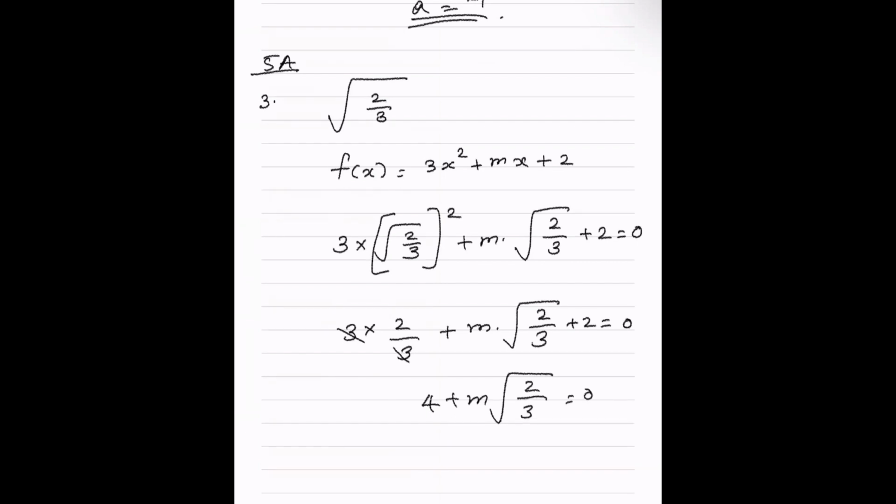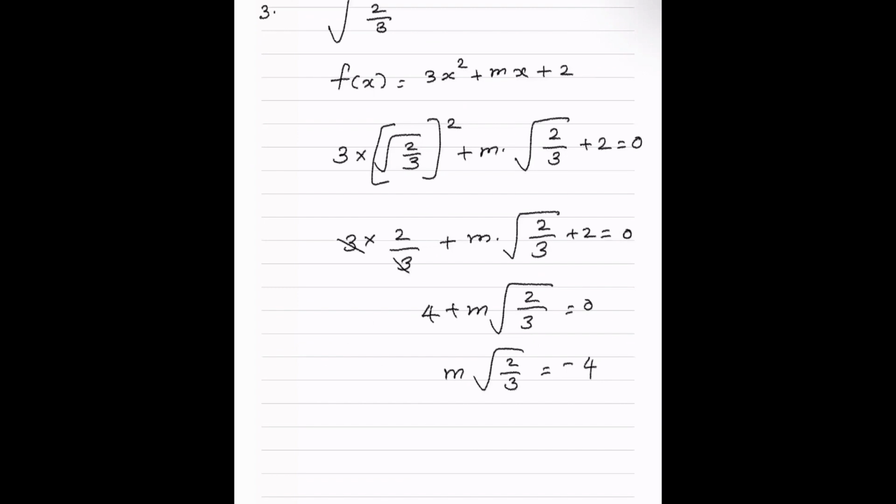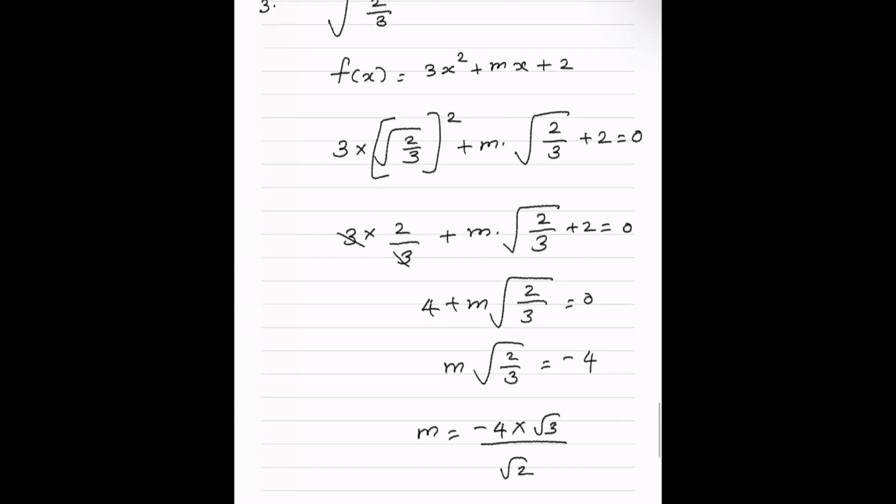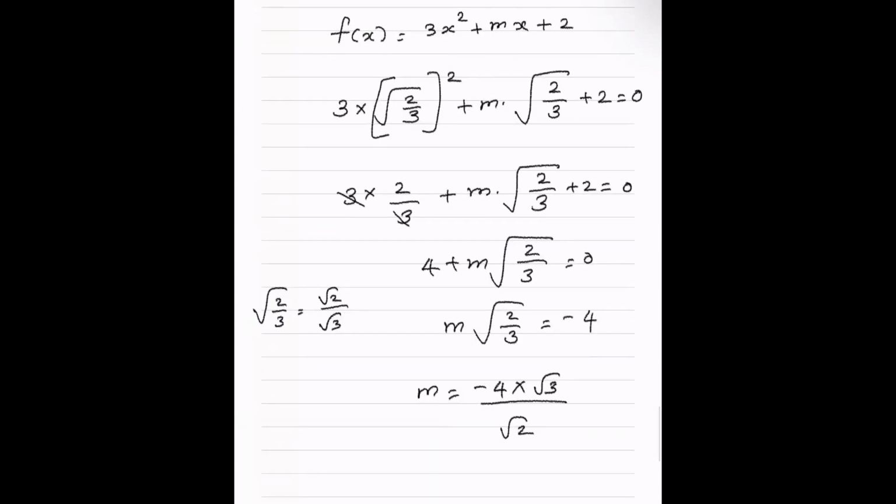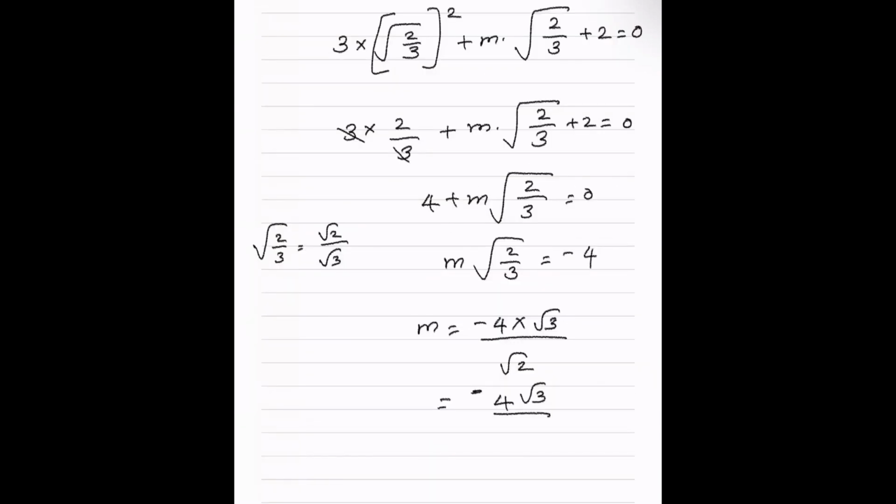Now you just take m root of 2 by 3 equal to negative 4. This is what we are getting. Just take m is equal to negative 4 into root 3 will go up, root 2 will come down. What is the meaning of root 2 by 3? Is it not root 2 by root 3? It's the same thing, right? Root 2 by root 3 you can write together in one root symbol. So I'm just splitting it and writing like this. 4 root 3 by root 2.